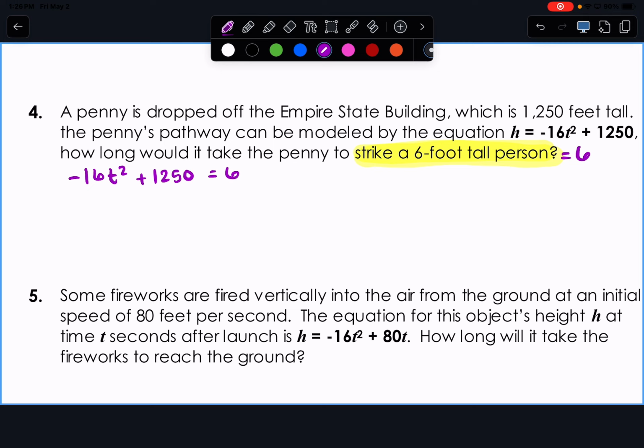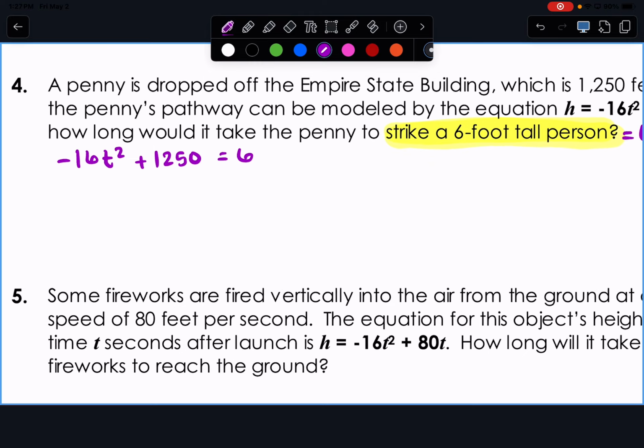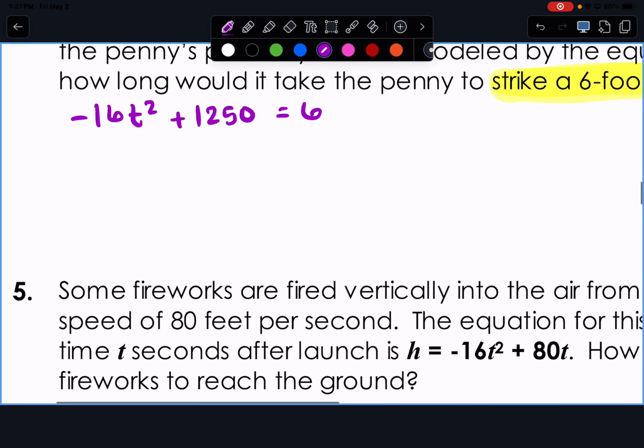All right, pretty much. For this one, obviously we can use the quadratic formula to solve any quadratic. However, that's not the quickest or easiest way here. This one has a square and a constant, so the easiest way is to solve by square roots. We get t squared by itself, so we subtract 1,250 on both sides.